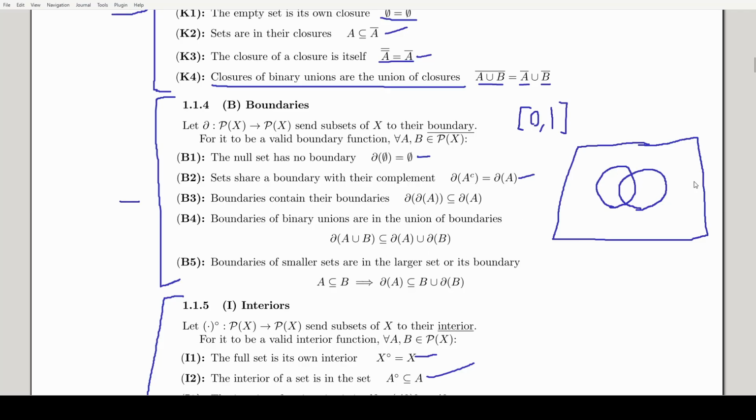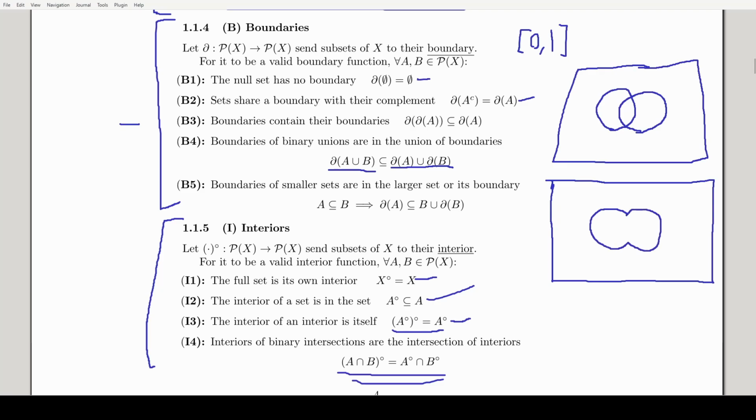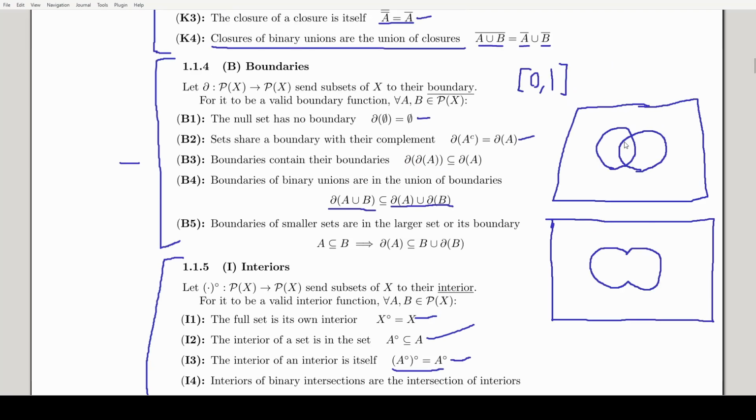So what I just drew is the union of the boundaries, because I just drew the boundaries of both of them. If I wanted to draw the boundary of the union, I would not draw these inner spots since they are not touching the outside. These two lines go. It's a subset of the union of the boundaries.